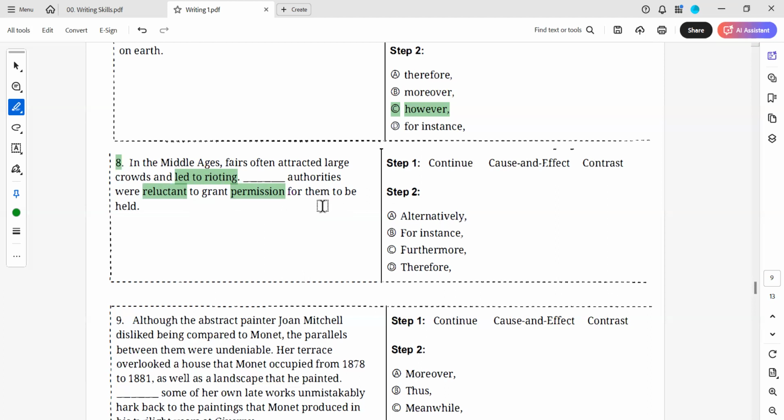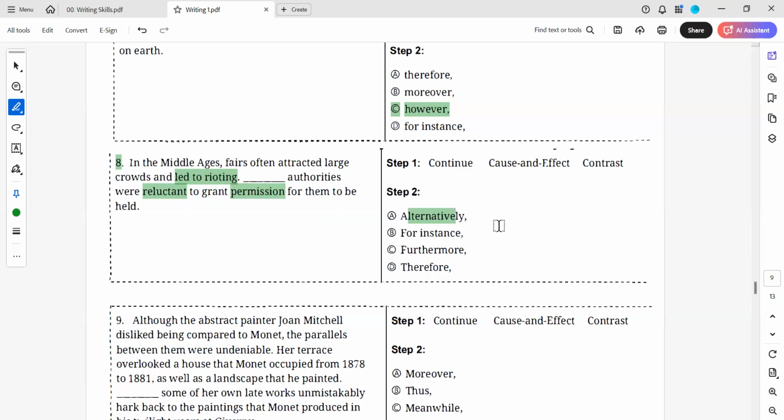What could be the relationship here? Is it continue? Is it contrast or cause and effect? Perfect, that's the point. Yes. Okay, it's cause and effect. It's cause and effect, but cause and effect is not alternatively. Alternatively is a contradictor. Okay, it's the second one in the contradictors list.